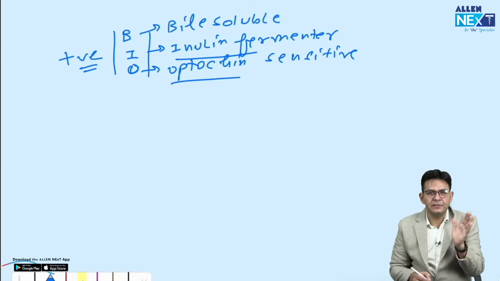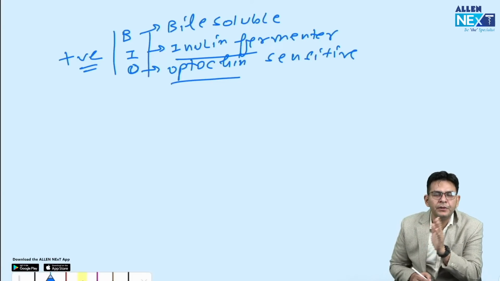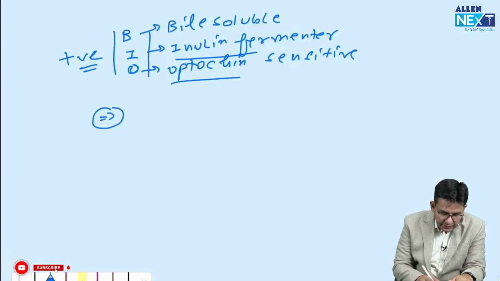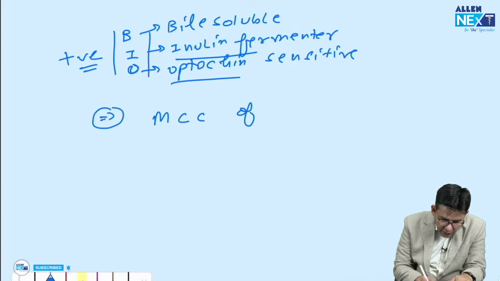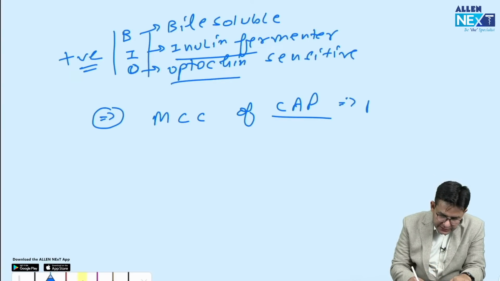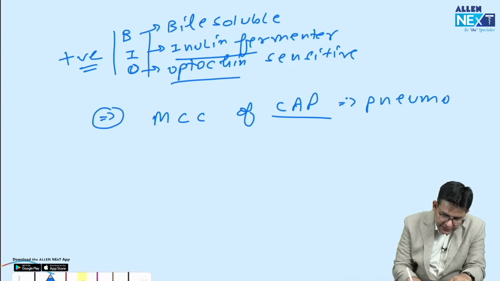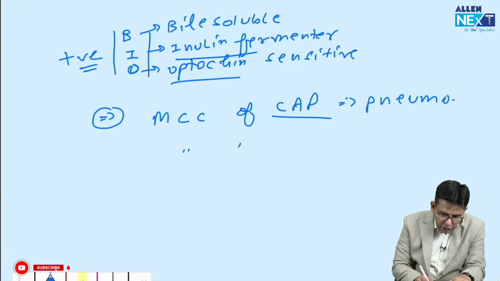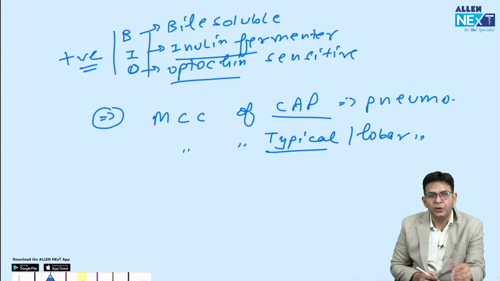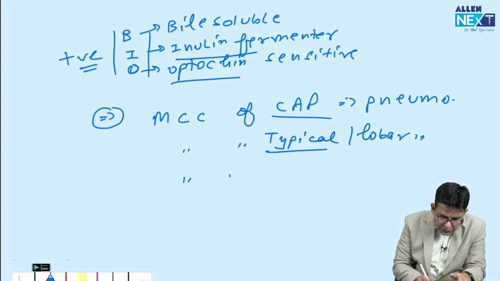So these biochemical reactions, as the mnemonic tells, are negative in the viridans, and positive in what? It is positive in the pneumococcus. Okay, remember that. Now, another important thing, the most common cause of CAP. What is CAP? Community acquired pneumonia, guys, is pneumococcus. The most common cause of typical pneumonia, typical means lobar pneumonia, again, answer is what? Pneumococcus.